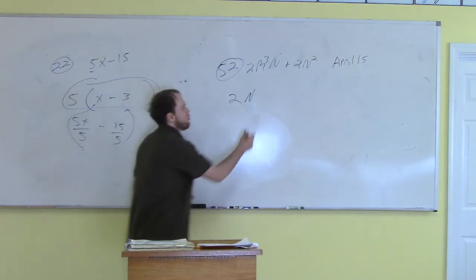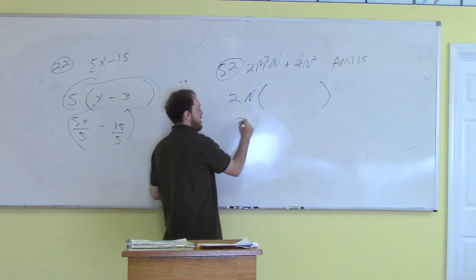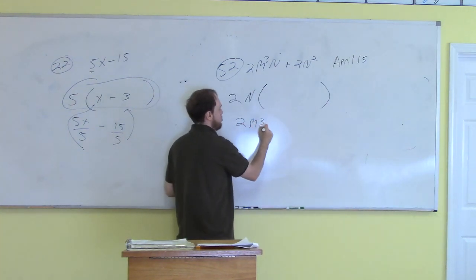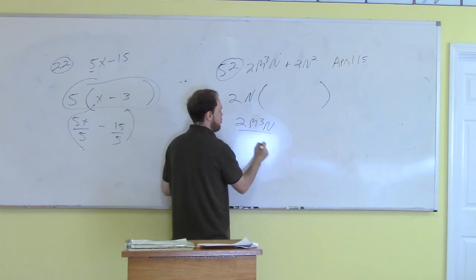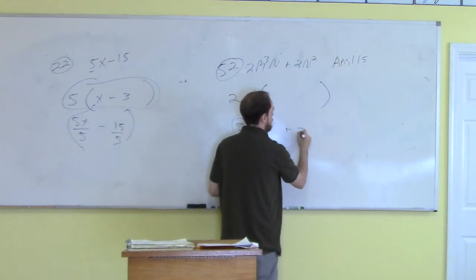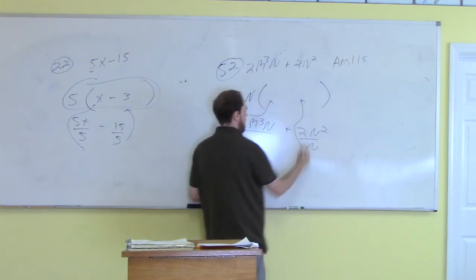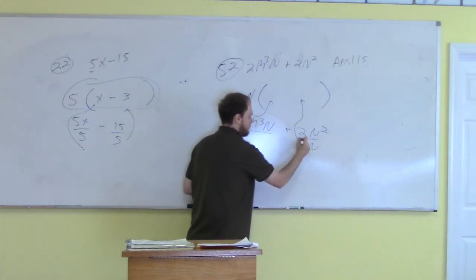And so 2N, then I have to figure out what goes in here. So I'm just going to divide. I'm going to do 2M cubed N divided by 2. Whatever that gets goes there. Then I'm going to do plus 2N squared divided by N. Whatever that is goes there. Or 2N.